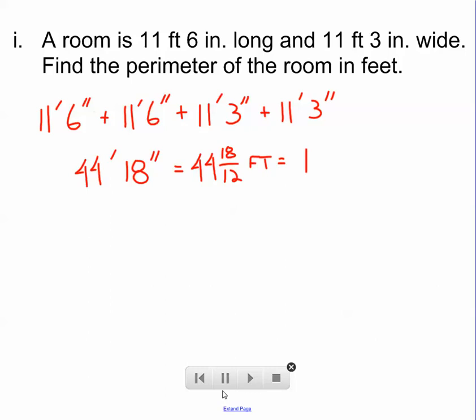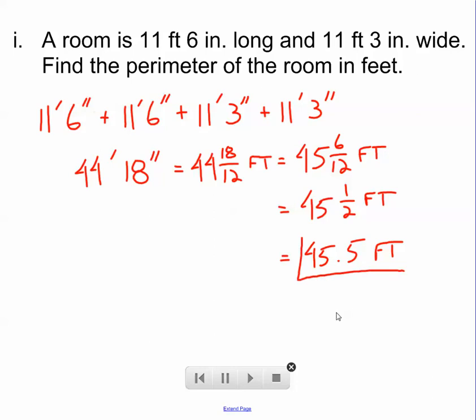A couple different routes we can take in this. We can say 12 goes into 18 once with 6 left over, and then we can simplify that fraction. So 45 and a half feet is the perimeter of this room if we're expressing it in feet. That can also be expressed as a decimal, 45.5 feet. Remember, if I went too fast on that, you can always rewind these videos.